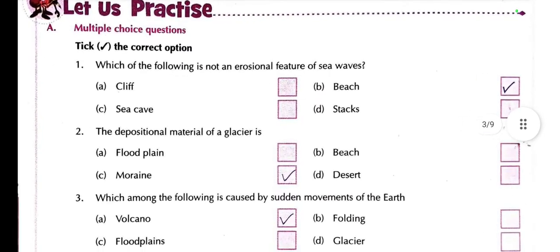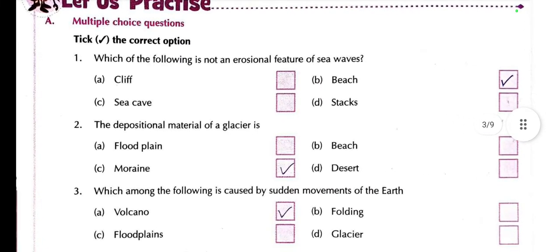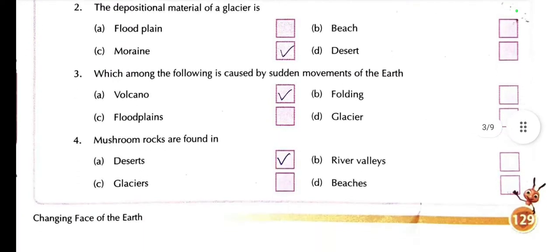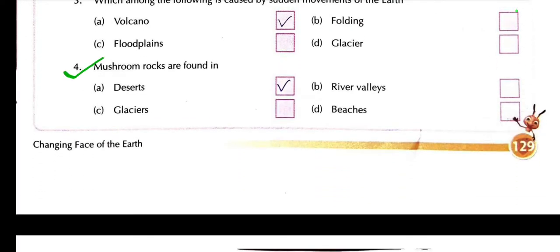Then come to the question book question answer. This is your multiple choice question answer. First is, which of the following is not an erosional feature of sea waves? This is beach. The depositional material of a glacier is moraine. Then which among the following is caused by sudden movement of the earth? Volcano. Then mushroom rocks are found in deserts.